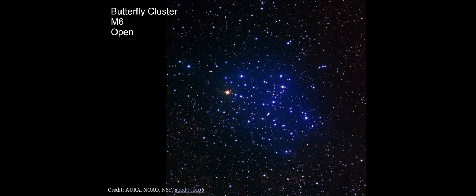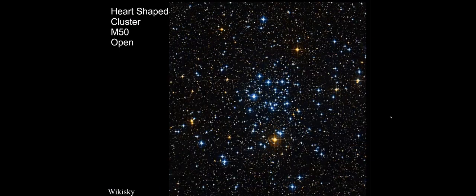But you can see that there are relatively very few stars, and at first glance, you might even just think that they just look like they're in the same place in space, but in reality, they are. So this is the Butterfly Cluster, an open cluster. Same thing with the Heart-shaped Cluster. This is M50. This is an open cluster, but these stars here in the center are all geographically close to each other in space. Oh, and all of these blue stars are a part of that heart-shaped cluster.